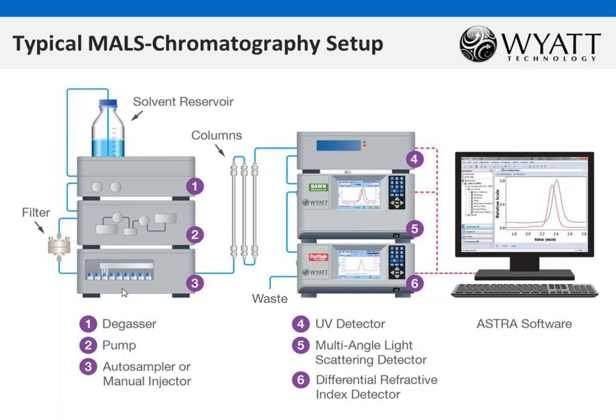Samples are injected via an autosampler or manual injector and then separated by a column or a set of columns. After the separation, the eluent flows through a series of detectors. Shown here are UV-Vis, multi-angle light scattering, and differential refractive index detectors. The signals from each detector are transmitted to the chromatography software and analyzed.